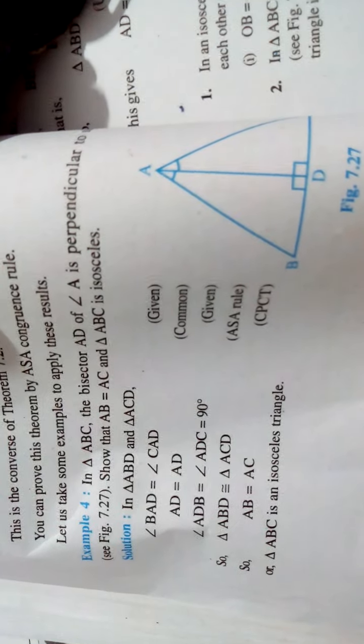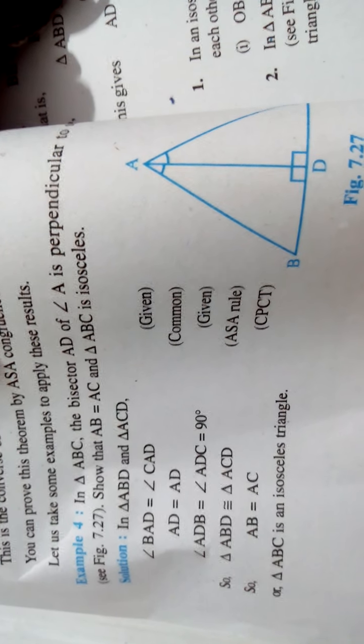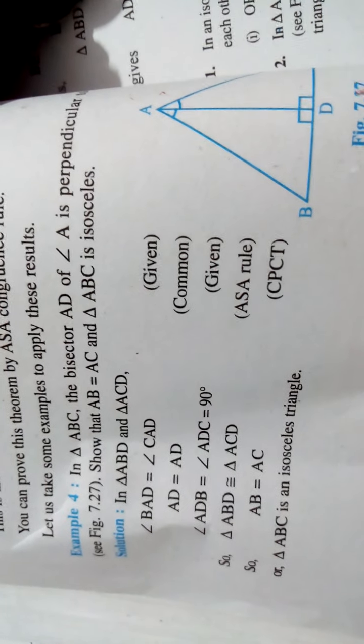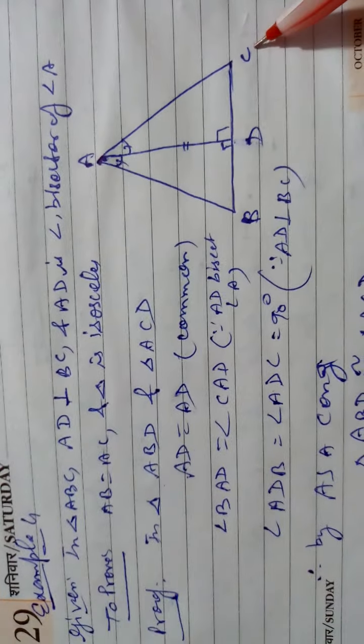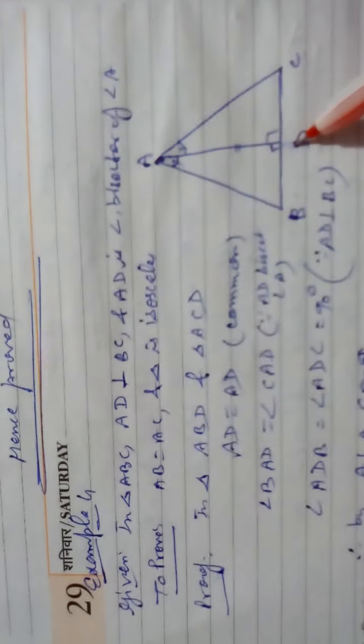Example 4 is given this. In triangle ABC, AD, the bisector of angle A, is perpendicular to the base. You want to prove it is an isosceles triangle. AD is the angle bisector as well as perpendicular to the base.